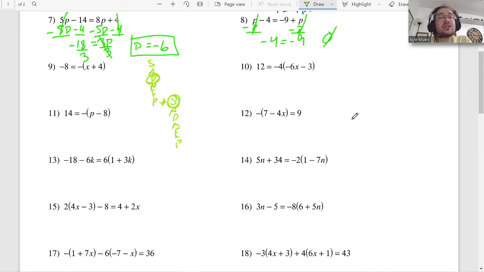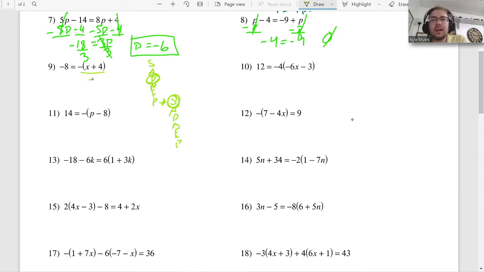You could distribute. That would be PEMDAS, because the -8 would be unaffected. You could distribute, but if you want to see both of those methods, again, check out the video at the end of this video. It's on two-step equations, and that will show you how to do both ways. I'm just going to do it one way on this one, okay?